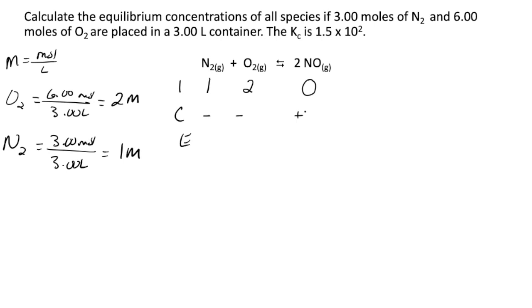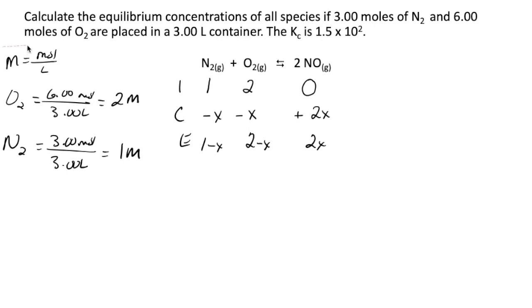Now, by how much? We look at our coefficients. The coefficient for our product NO is 2, so we'll have a positive 2x, and the coefficient for our O2 is 1, so that will be 1x, and the coefficient for N2 is 1, which will also be a 1x. Now, to determine our concentrations at equilibrium, we will add the I and the C in each row. So for N2, that will be 1 minus x. For O2, that will be 2 minus x. And for NO, 0 plus 2x is just 2x.